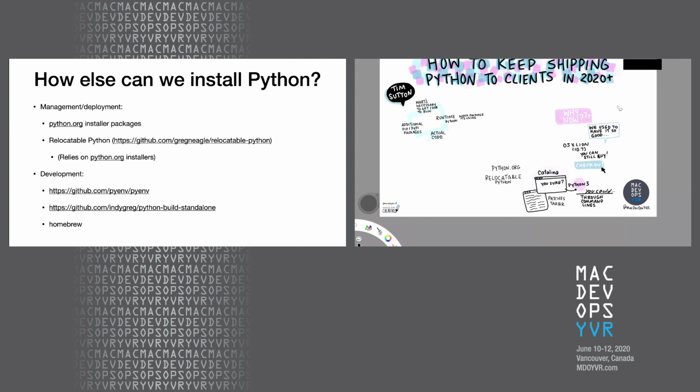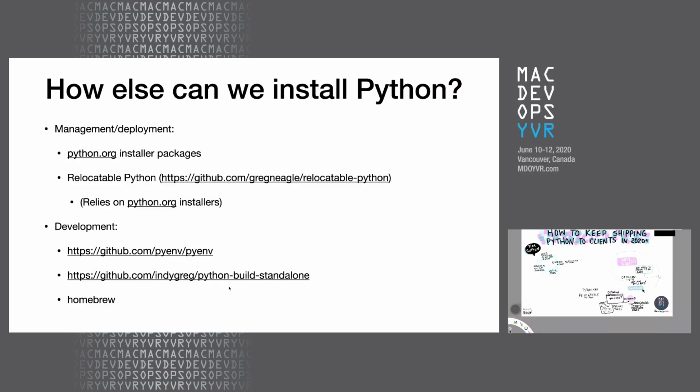It makes use of this Python build standalone project here to do the Python building part. But this project is also its own standalone tool that you can use to just build a Python runtime. And then the last is obviously Homebrew, another common way to get Python onto a system. Python is actually a dependency of a lot of other Homebrew packages.